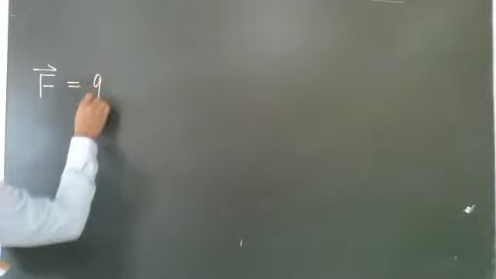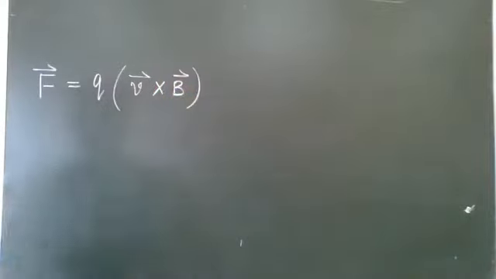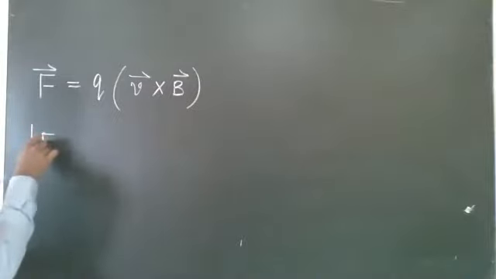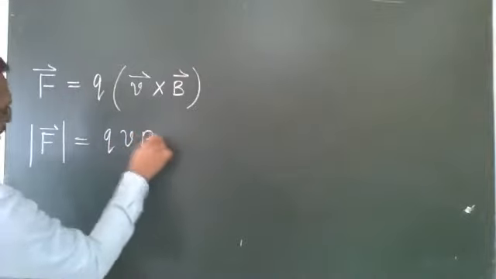Okay, so today we'll see the magnetic force on a moving charge. When a charge moves through a magnetic field, a force will act on that moving charge. This is the magnetic force, and its value is F equal to q v cross B. Cross means cross product. If you take the magnitude only of the force, it will be q v B sine theta.